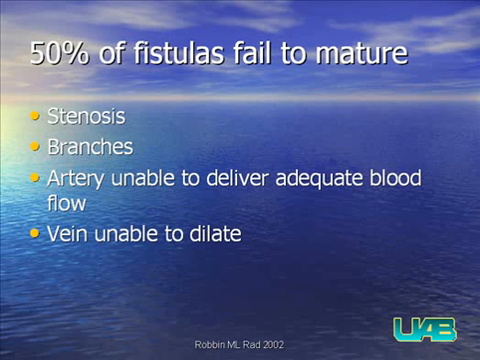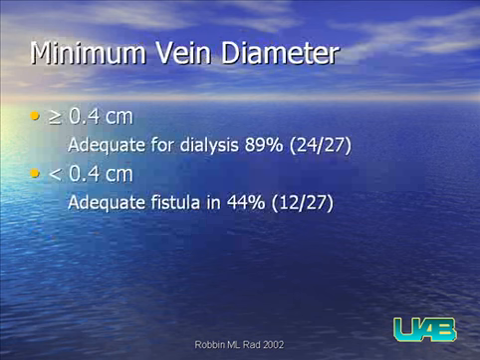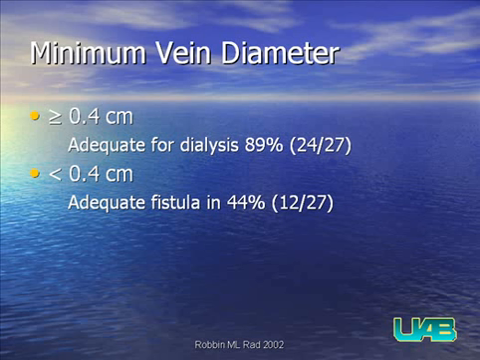This is due to a number of issues such as stenosis, branches of the draining vein, whether or not the artery is able to deliver adequate blood flow to allow the shear forces to dilate up the vein, and whether or not there are other factors that may prevent the vein from adequately dilating. When we're looking at the postoperative ultrasound criteria for sonographic maturity, minimum vein diameter is one of the criteria. So size is not enough, but it is still important.